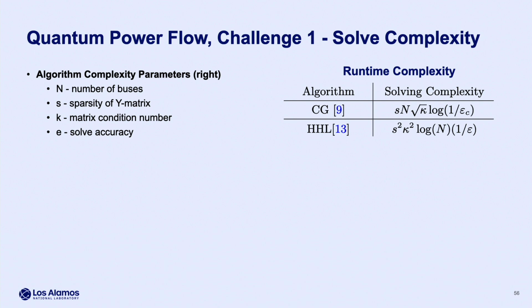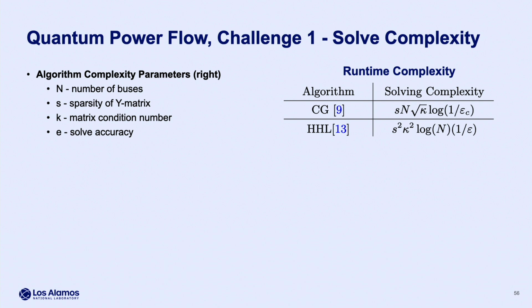What I'm showing on the right is the algorithm complexity for conjugate gradient, the classical method, and HHL, the quantum method. N is the number of buses in the network. S is the sparsity of the Y matrix. K is the condition number of that matrix. And E is the accuracy you want to solve the problem to. What you see here is that conjugate gradient has sparsity S times N, the number of buses, as the dominant factor. And then you have some other factors here, like condition number and accuracy.